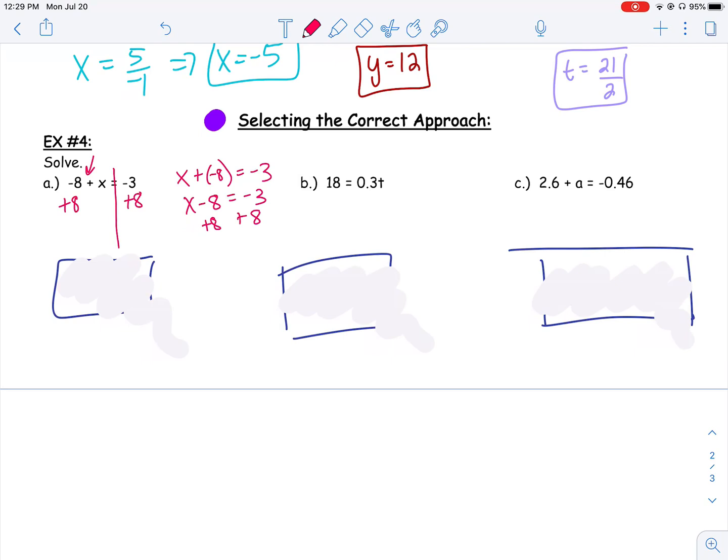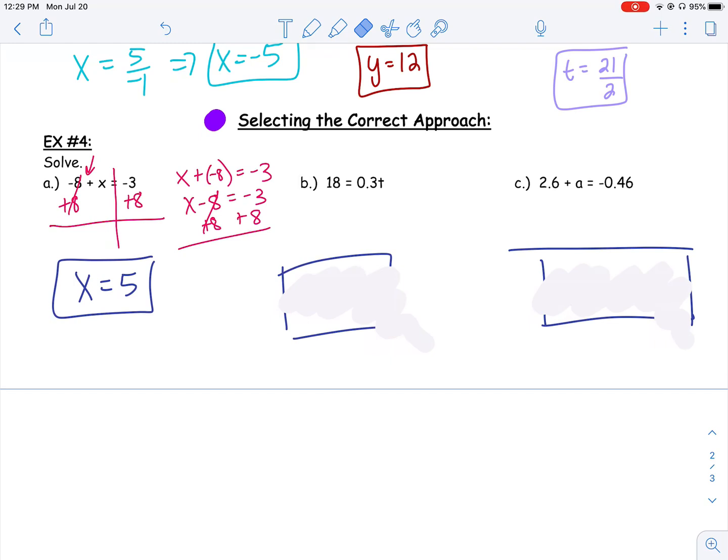But if you notice, the +8 and the -8 should cancel. And so I have just an x left on that side. On the other side, I have -3 plus 8. -3 plus 8 is 5, and I end up getting x equals 5. A little bit tricky because it was written out of order, so you have to be careful on that one.